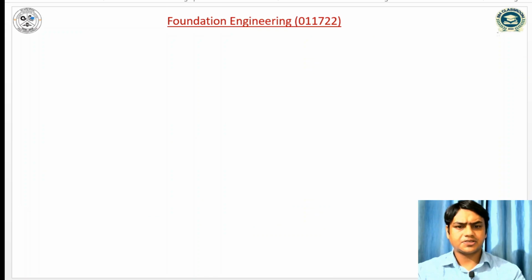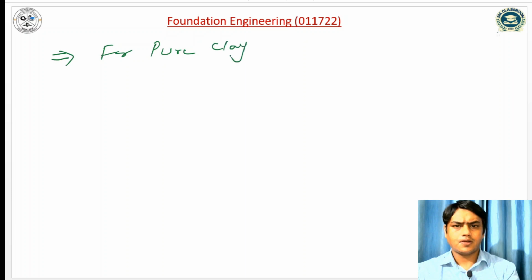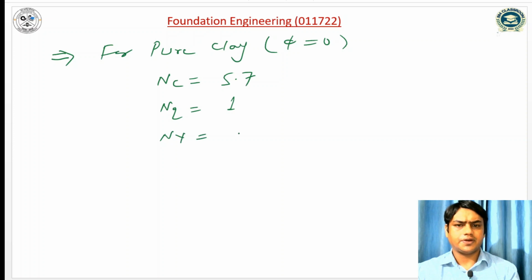Firstly, I will discuss what the bearing capacity factors will be for pure clay, or we can say that phi is equal to 0. So when phi is equal to 0, the bearing capacity factor for the cohesion value is 5.7. The bearing capacity factor for the surcharge is unity, and the bearing capacity factor for the unit weight is equal to 0.